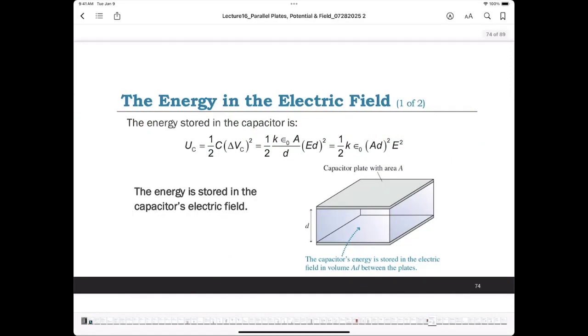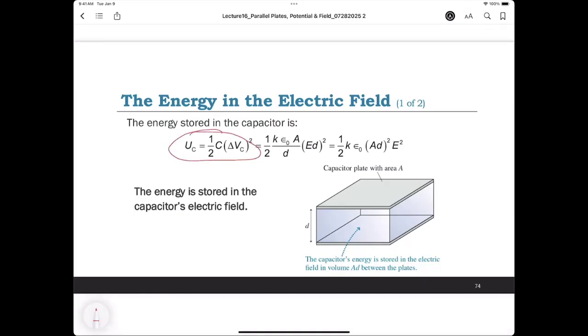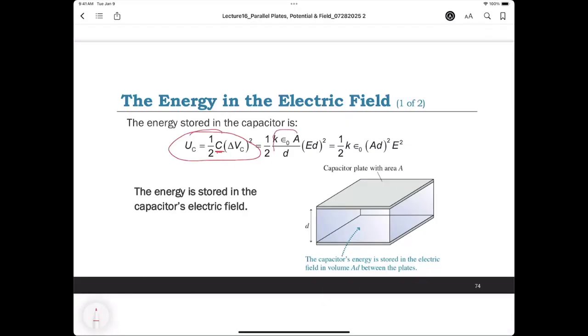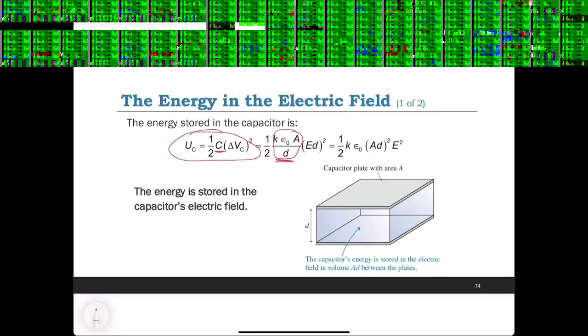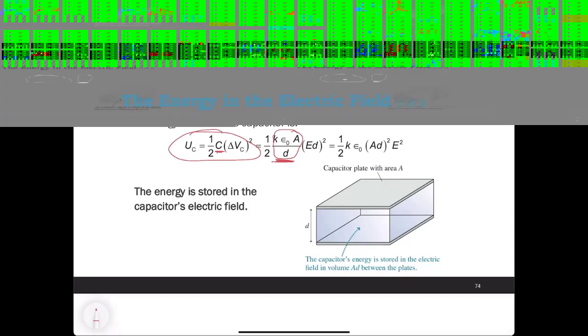Okay, let's talk about the energy in the electric field. The energy stored in the capacitor, we talked about that it is equal to this one, am I right? And the capacitance C can be represented in this equation we talked about before in this class. And the potential difference equals this one. So then we can use this equation to calculate the energy stored in the capacitor.